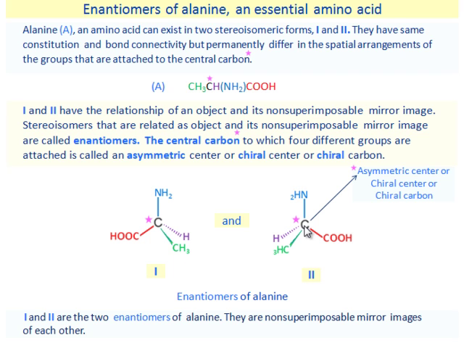The central carbon, to which 4 different groups are attached, is called an asymmetric center or a chiral center or a chiral carbon. 1 and 2 are the 2 enantiomers of alanine. They are non-superimposable mirror images of each other.